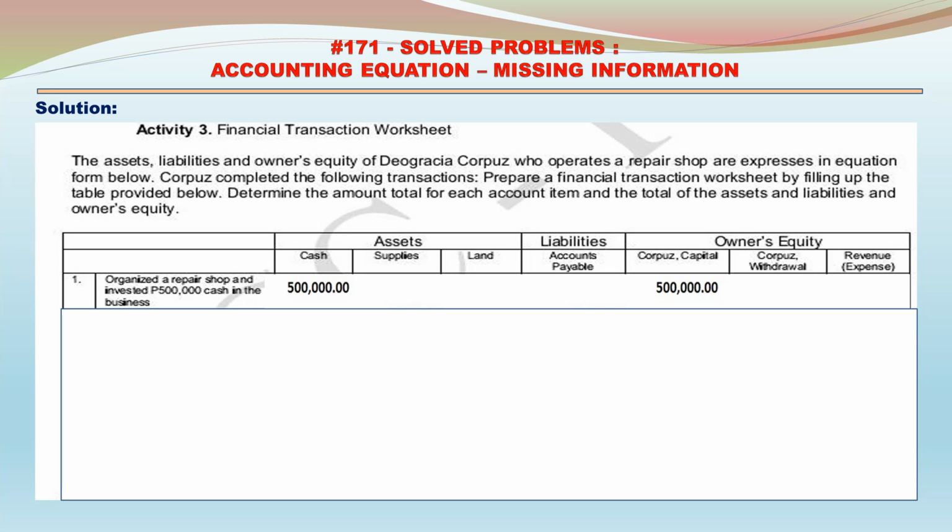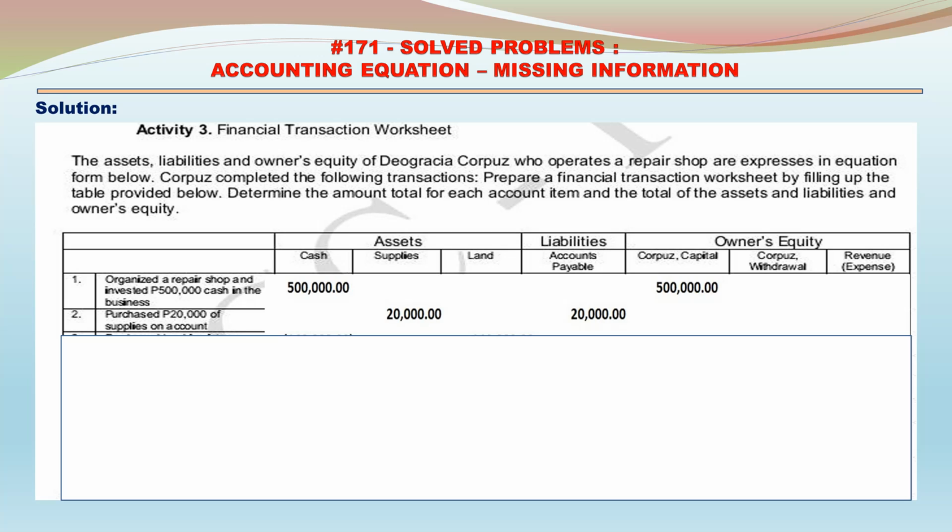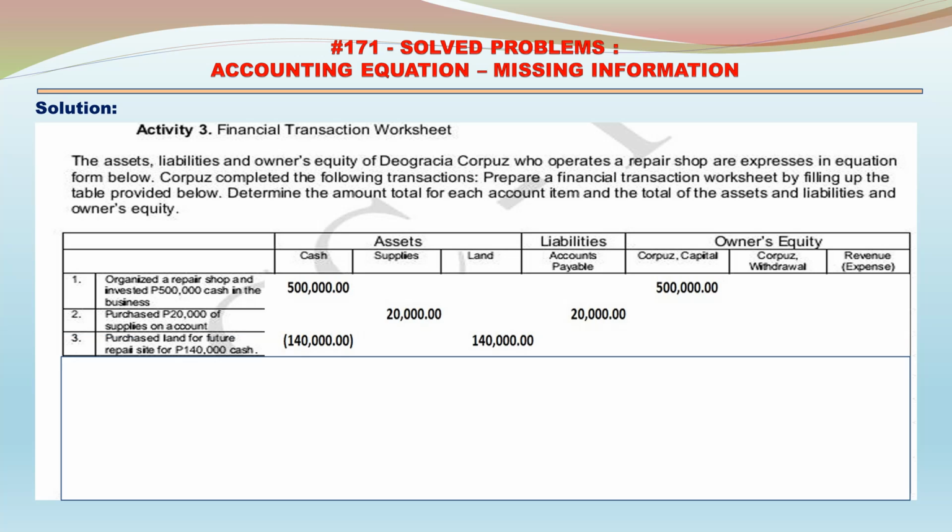Transaction 1. Organized a repair shop and invested 500,000 cash in the business. It increases cash balance by 500,000 and increases capital by 500,000. Transaction number 2. Purchased 20,000 of supplies on account. It increases supplies by 20,000 and increases accounts payable by 20,000. Transaction number 3. Purchased land for future repair site for 140,000 cash. There is a decrease in cash of 140,000 and an increase in land of 140,000.